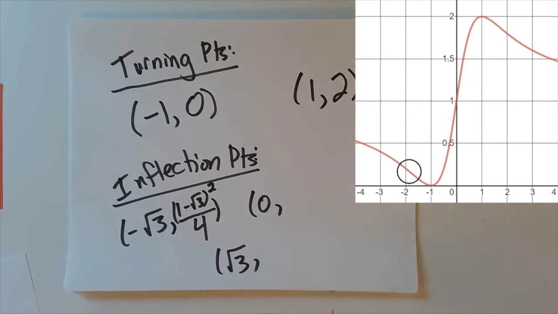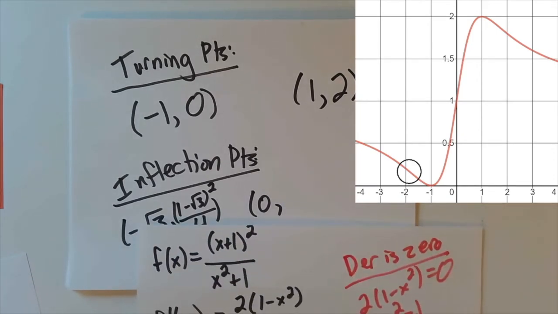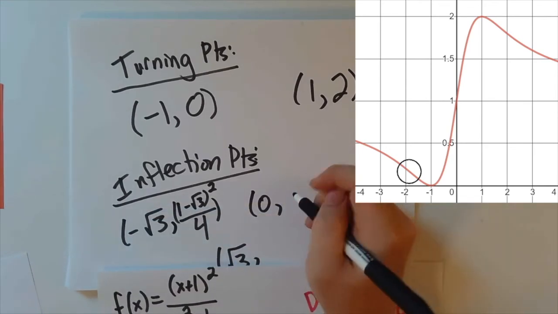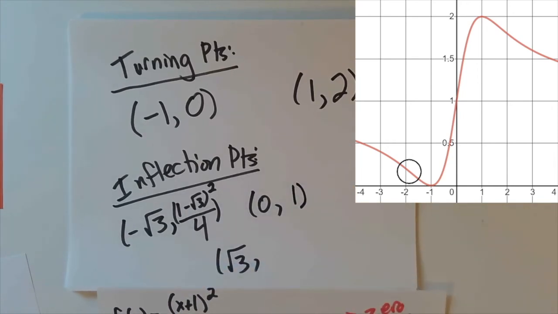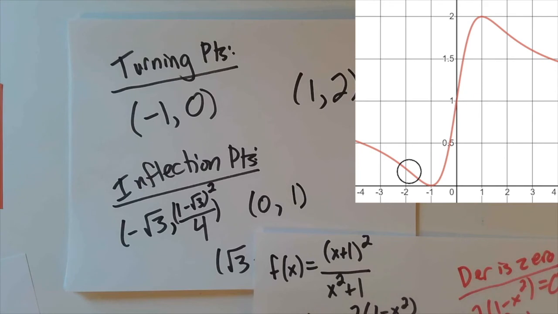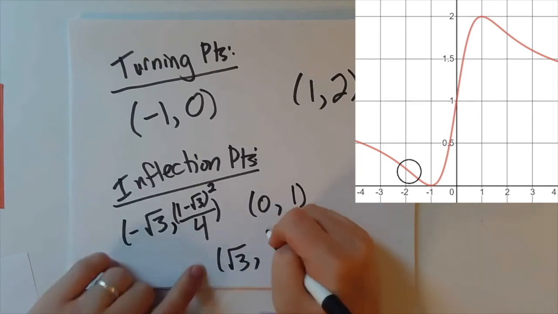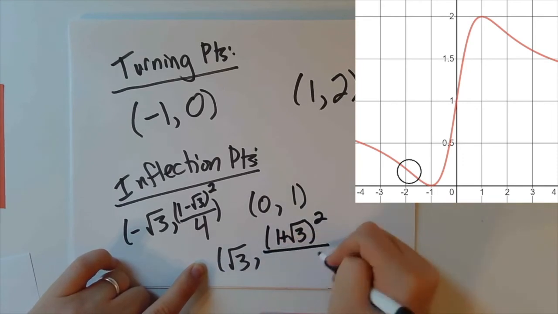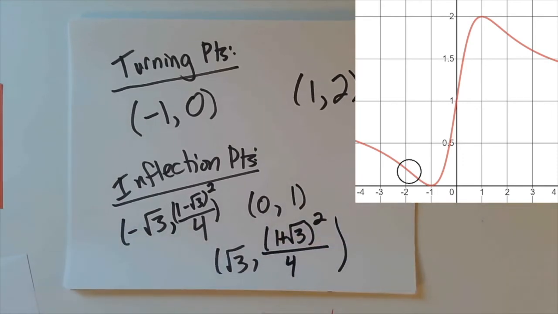The 0 point is nicer because I plug in 0, and I'm just going to get 1 here because I'm going to get 1 squared over 1. Okay. And lastly, when I plug in square root of 3, I'm going to get something very much like what I got before. I'm going to get 1 plus the square root of 3 squared all over 4.